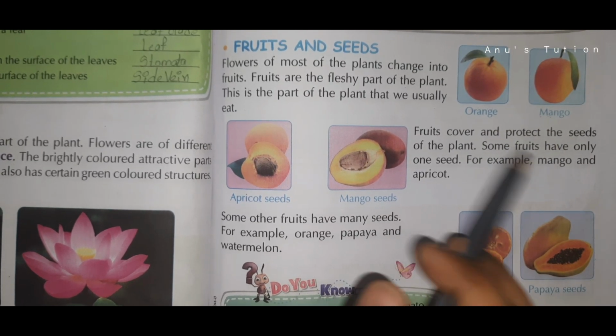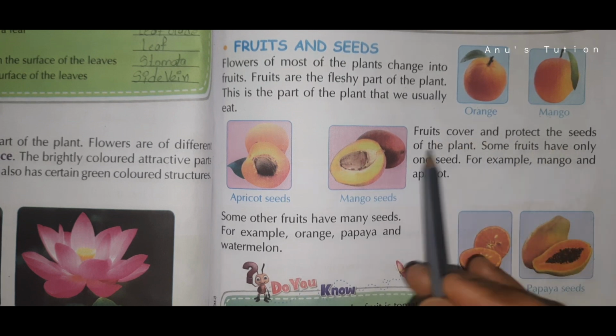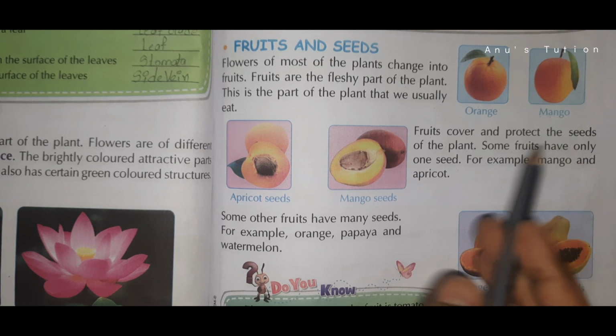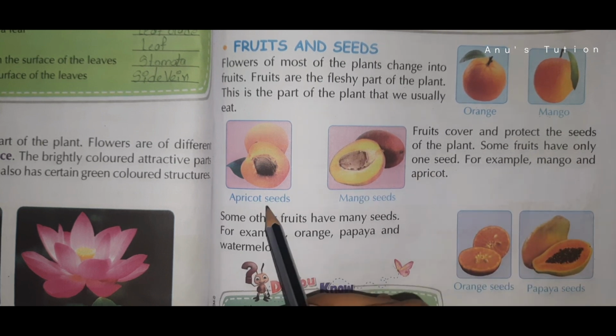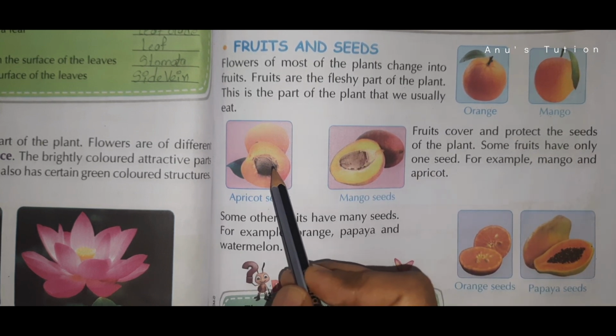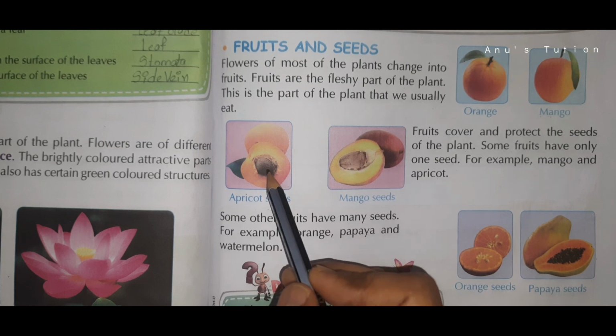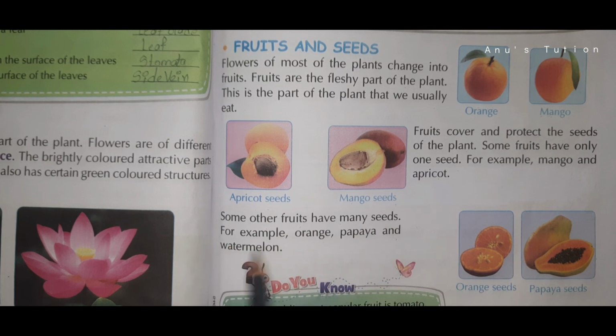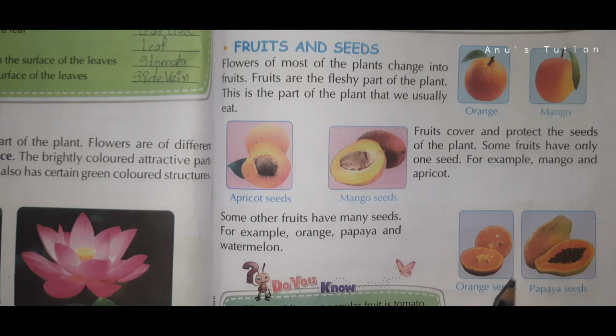Next. Fruits cover and protect the seeds of the plant. Some fruits have only one seed, for example mango and apricot. See here, apricot fruit having only one seed and mango having only one seed. Some other fruits have many seeds, for example orange, papaya and watermelon. See here, orange has so many seeds. You have eaten orange so many times, I think. You will see the seeds, so many are there. And papaya also.